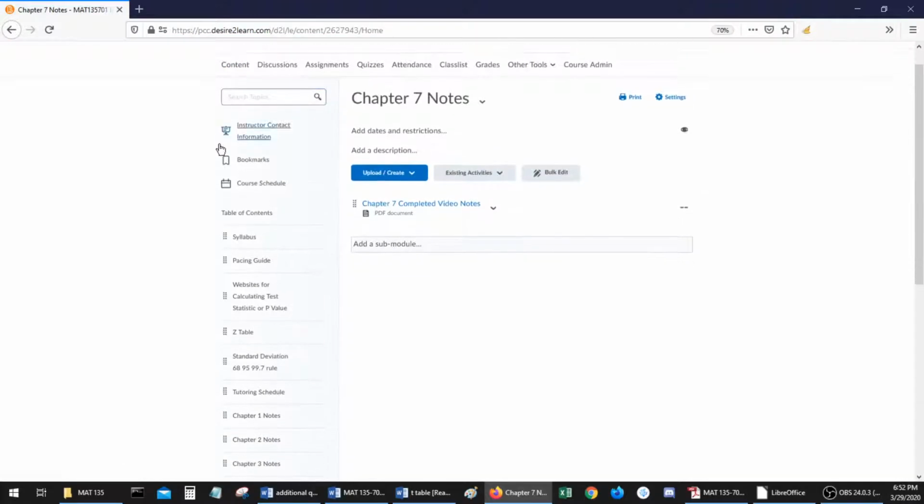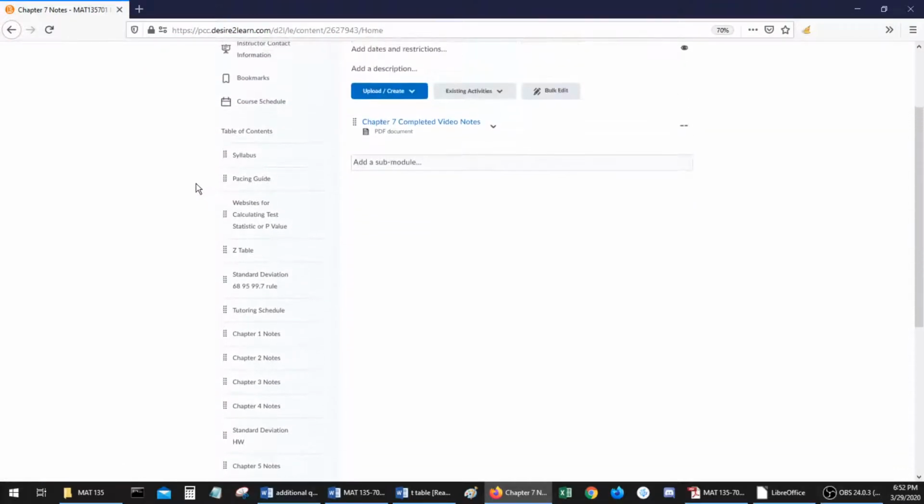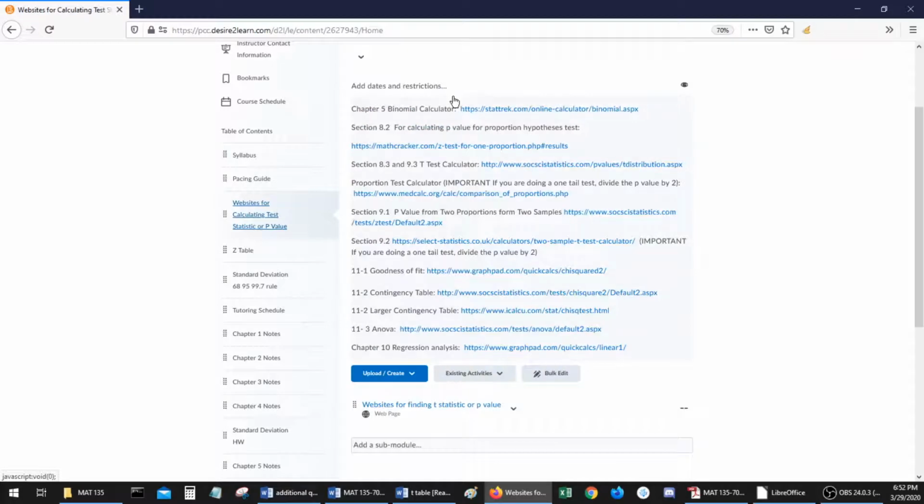And I really like them because you'll be able to use them after you leave the class. Check this out. Do you see I have in the Content tab websites for calculating test statistic or p-value? I'm going to go ahead and click that. And you see that I have a whole bunch of different websites with their section number on how to find the p-value for every test.